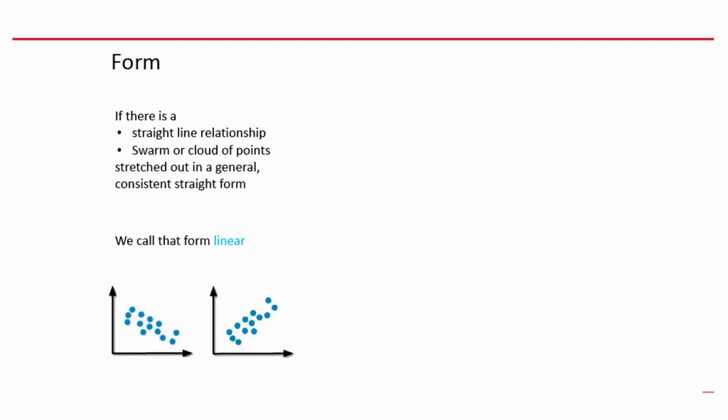The only thing that we're going to mention in terms of form is whether the data is linear or not. When I say the word linear, what I mean is that the dots form a relatively straight line, or if you want to think about them as a swarm or cloud of points, that they stretch out in a consistent general straight form. Whether it goes up or down doesn't matter, just whether it's straight or not. If it is straight, we call that linear.